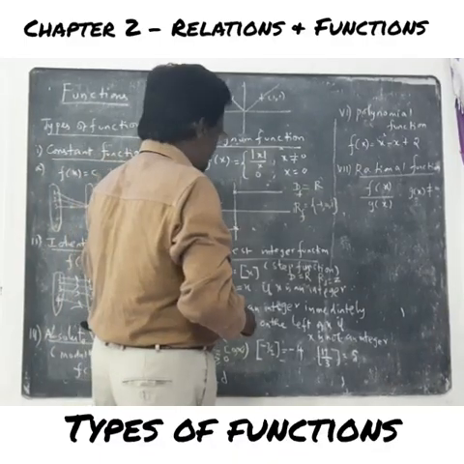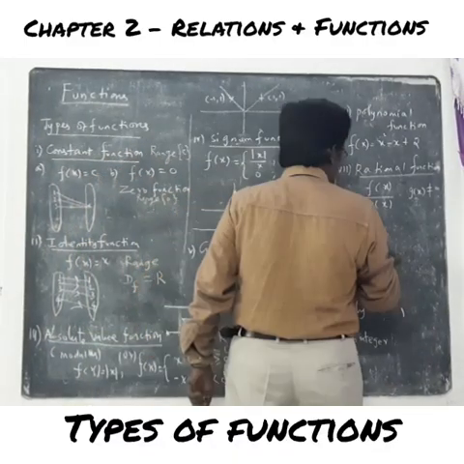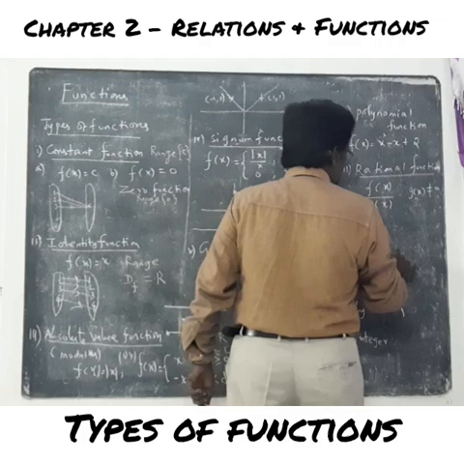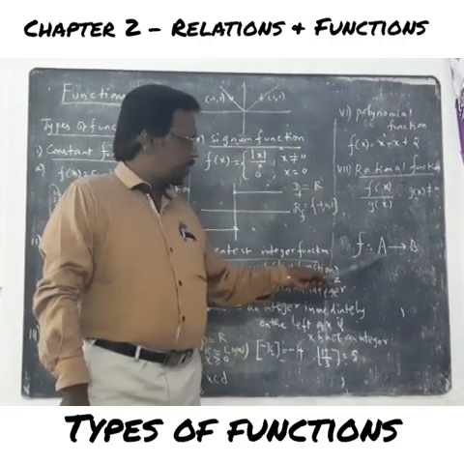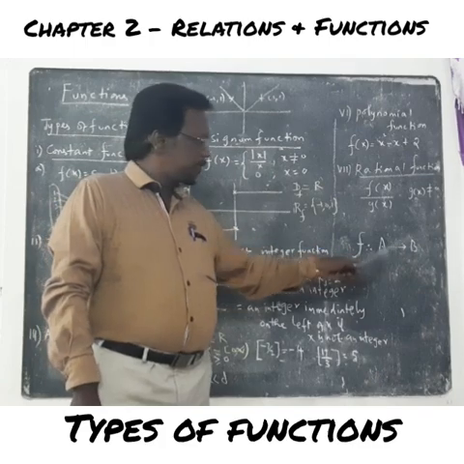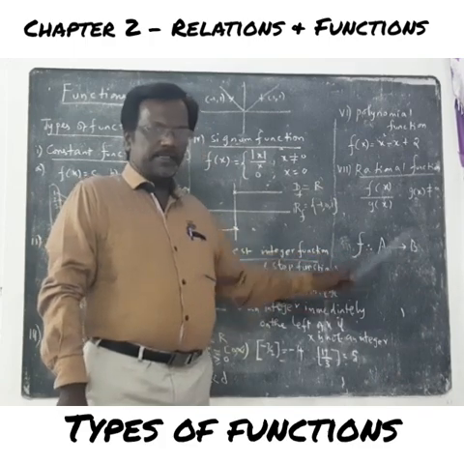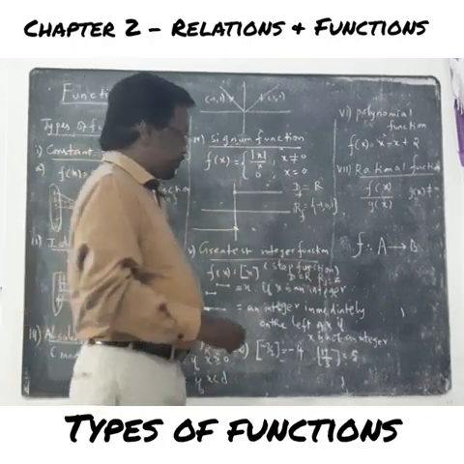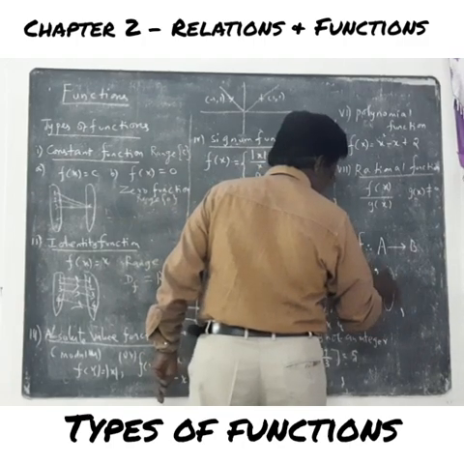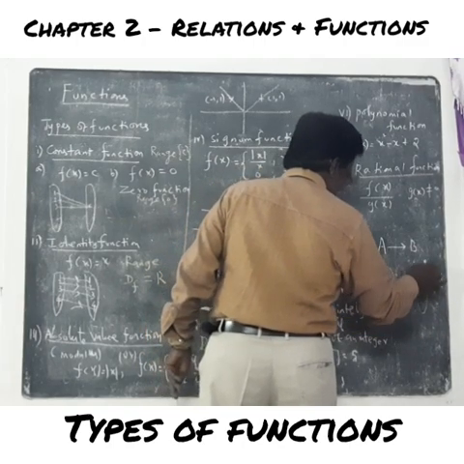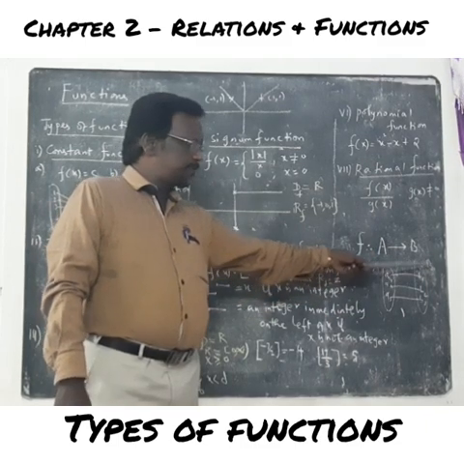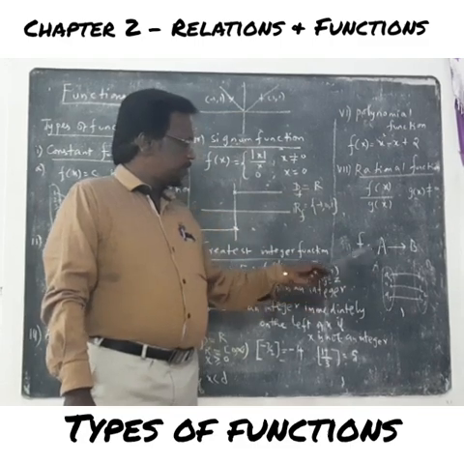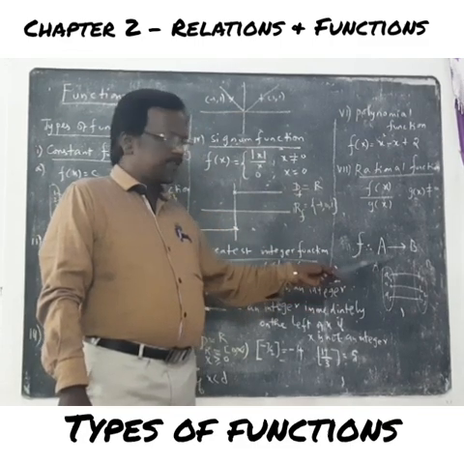So already we have discussed the definition of the function. F from set A to B. A is called the domain, B is called the codomain, F is a function from A to B. What is a function? Suppose this is A, this is B. Every element of A is associated with an element of B. Then that relation is called a function.